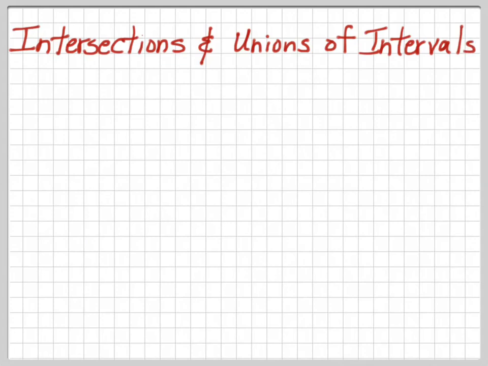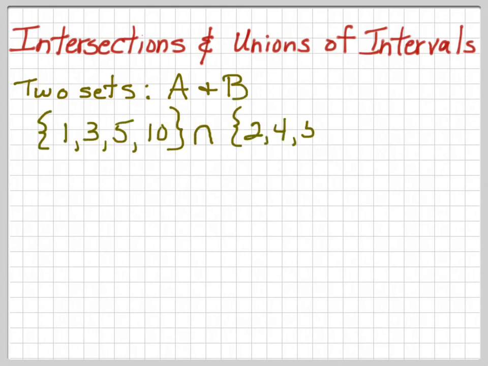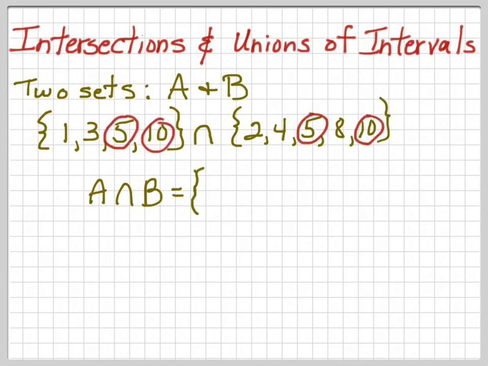Okay, let's talk about intersections and unions of intervals. If I have two sets, set A and set B, and let's say set A is 1, 3, 5, 10, and set B is 2, 4, 5, 8, 10, and I want to find their intersection. That would be stating the things that are common to both. So the intersection of A and B would just be 5 and 10, because 5 and 10 occur both in set A and in set B.